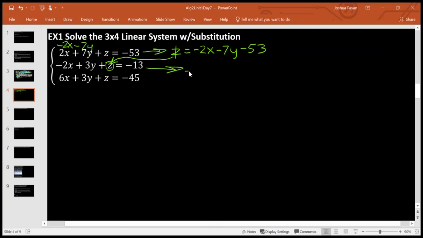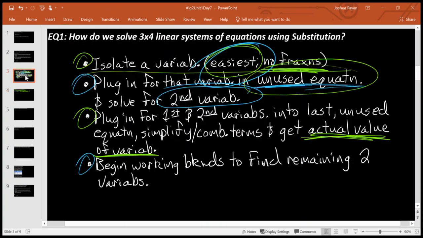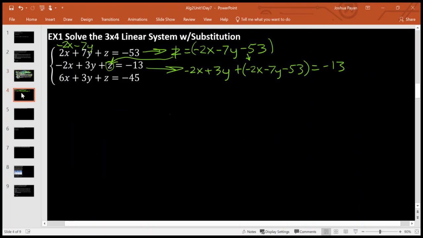Okay, so now I've got negative 2x plus 3y plus, so all of this is z, negative 2x minus 7y minus 53, equals negative 13. Okay, so now I'm going to follow my next step here: plug in for that variable in an unused equation and solve for a second variable. So let's simplify this and combine some like terms, and let's see what's going to be the easiest thing to quote unquote solve for.